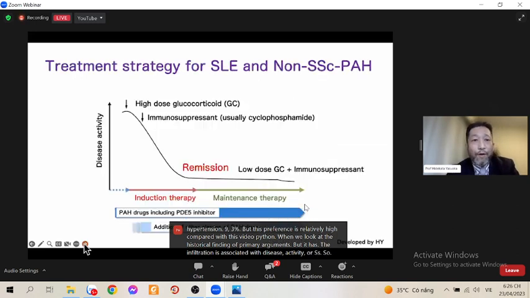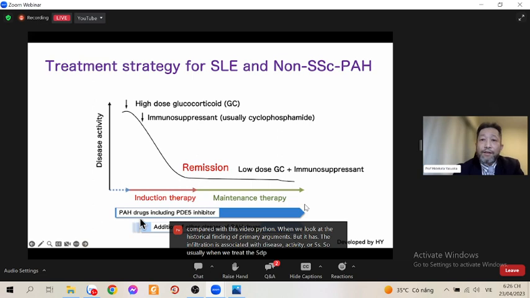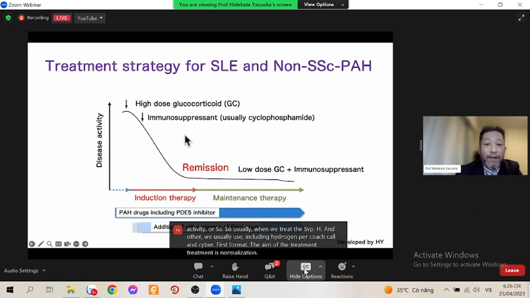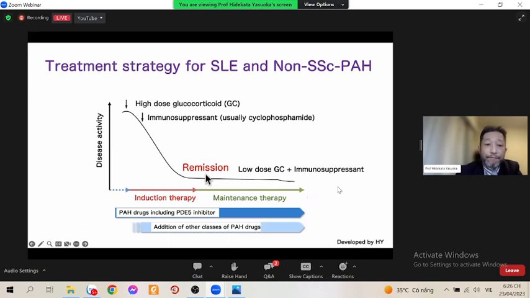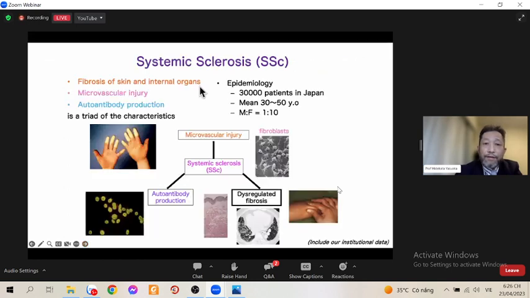So usually when we treat SLE-PAH and other non-SSc-PAH, we use immunosuppressants, including high-dose glucocorticoid and cyclophosphamide. The aim of the treatment is normalization of the hemodynamics. Usually, PAH drugs, including PDE5 inhibitors, are combined with immunosuppressants. So let's go to systemic sclerosis.